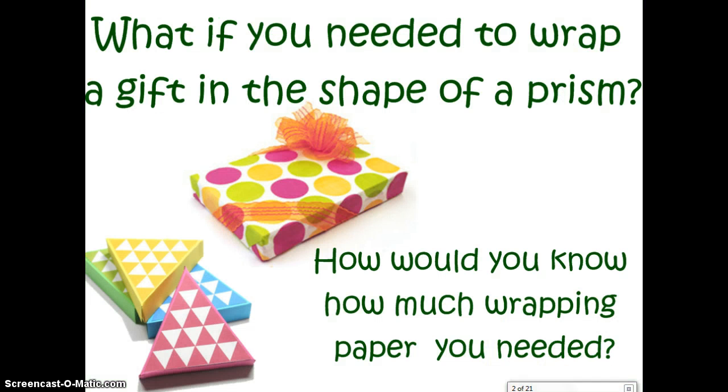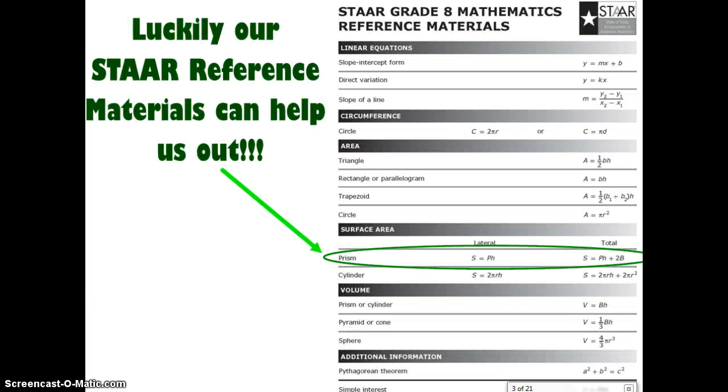So if we needed to wrap a gift in the shape of a prism, we'd want to know how much paper we would need. Luckily, our STAAR reference material can help us out. As we look at the chart, there is a line under surface area for prism. There's a column labeled lateral and a column labeled total. We will experience both of these examples today.